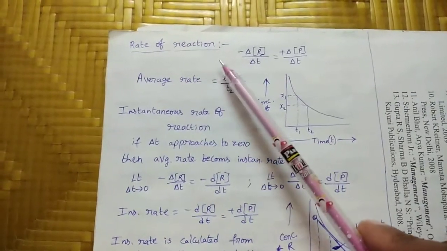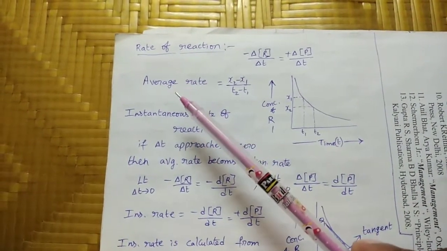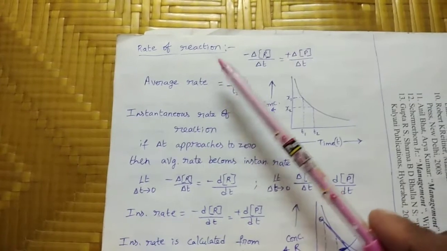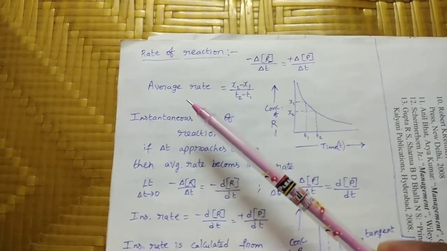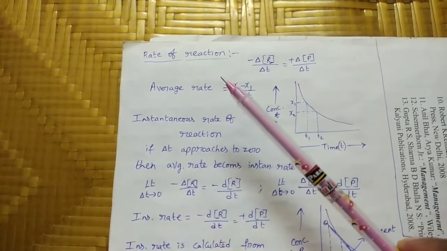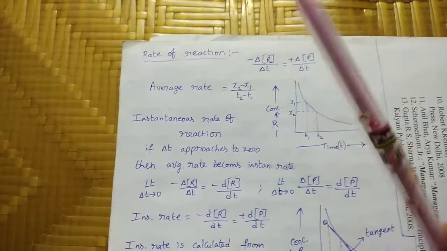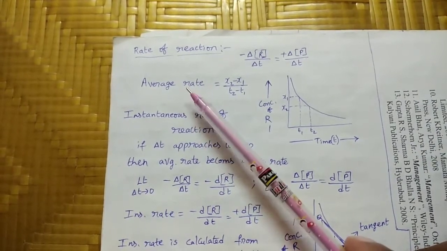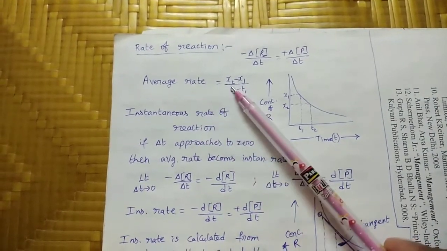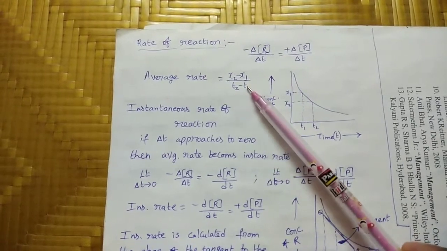Now this rate of reaction is also called average rate, because in this rate of reaction we calculate change in the concentration of the reactants or products in a particular interval of time. So we can say this is also called average rate. Average rate equal to x2 minus x1 by t2 minus t1.